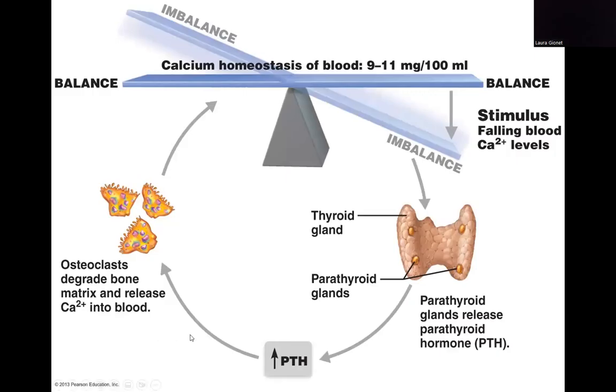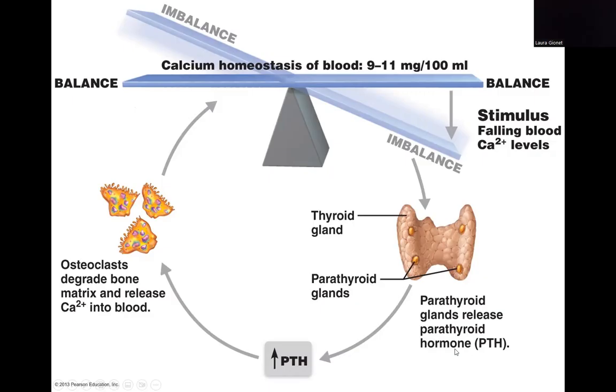Okay, and this just shows you how we balance up at the top on that seesaw, calcium homeostasis. Normal levels are about 9 to 11 milligrams per 100 milliliters. Over to the right-hand side, it says stimulus, falling blood calcium levels. So calcium levels are lower than normal. It's showing you this thyroid gland here. And from the front, it just looks like all thyroid. But if we look at the back side of it, you can see these little marbles kind of in there, and those are your parathyroid glands. So the parathyroid glands release parathyroid hormone.